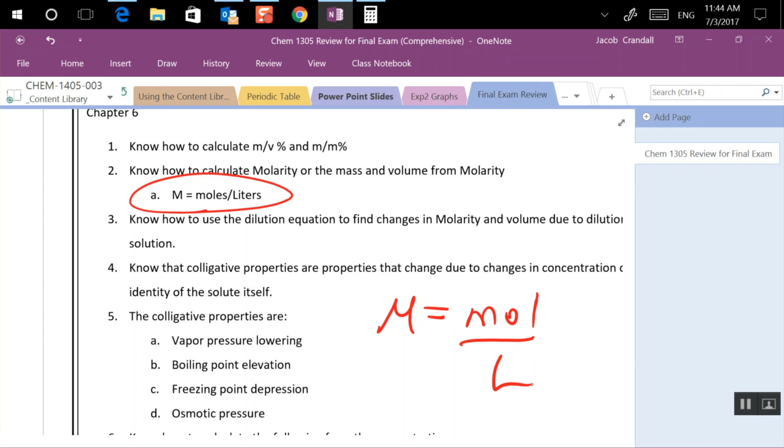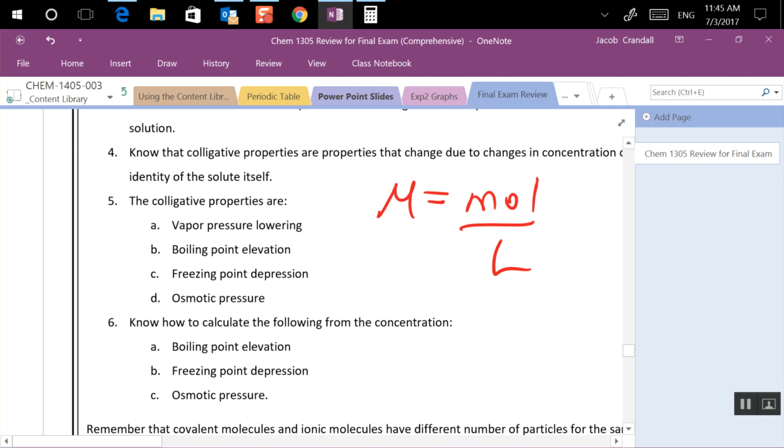Percent mass, percent mass per volume, and percent mass per mass, you might have maybe one question of those. And then you're going to have a few of these. And with the colligative properties, you're not going to have to calculate any of this. Not on the test. I think on the homework you had to, but on the test you don't. You might have some questions about colligative properties.